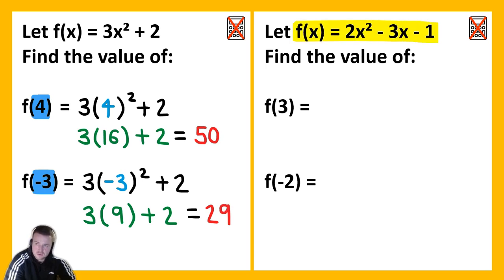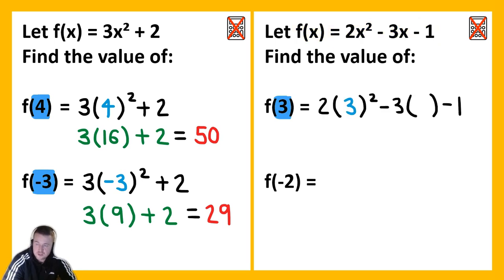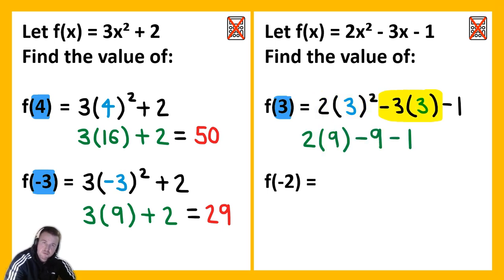For the second question, we have f of x is equal to an even more complicated expression, 2x squared minus 3x take away 1. We're substituting, replacing x for 3, 2 lots of 3 squared minus 3 lots of 3, subtract 1. Focus on simplifying each term individually. 2 lots of 3 squared is 2 lots of 9. I'm taking away 3 lots of 3, which is 9, before subtracting 1. My final answer, 2 lots of 9 is 18, take away 9 is 9, and then subtracting 1 to give me my final answer of 8.